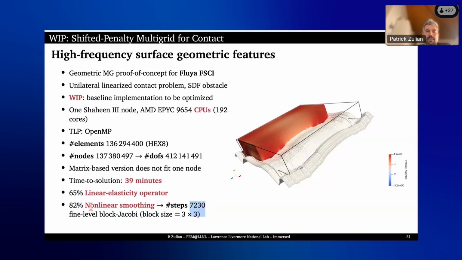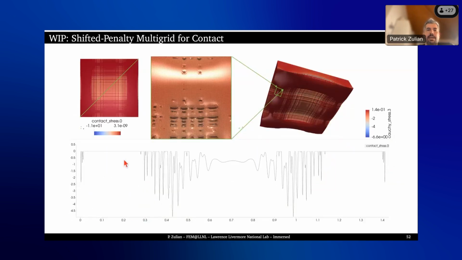So the nonlinear smoothing is taking pretty much most of the time, and we are using a very basic smoother, which is block Jacobi, and still we are able to solve this problem. And as you can see, this is the contact stress. This is like a detail of one part of the surface, and you can see that a very small part here is already relatively fine resolution, and we can still have, let's say, a good contact stress. There is a, let's say, a numerical error of 10 to the minus 9, but I think it's expected since it's a shifted penalty approach. So you still have some really small error.